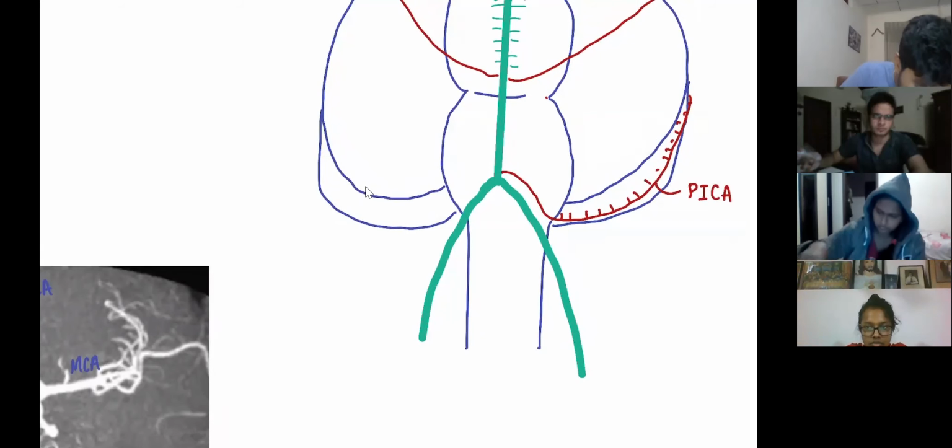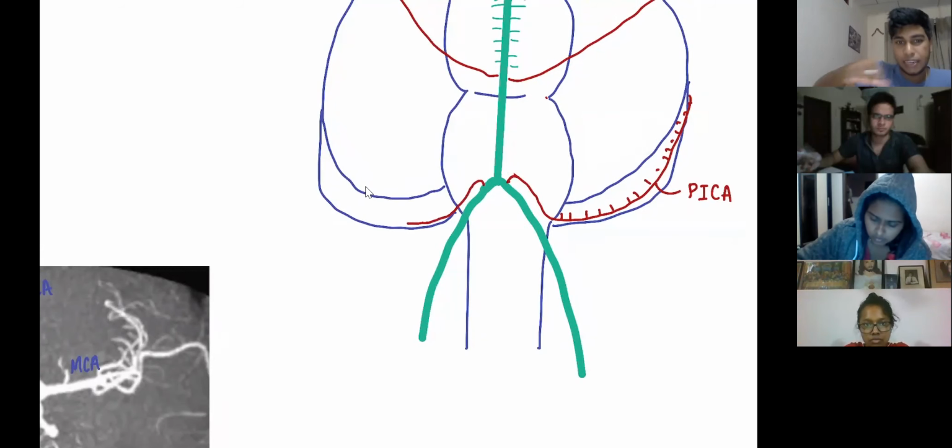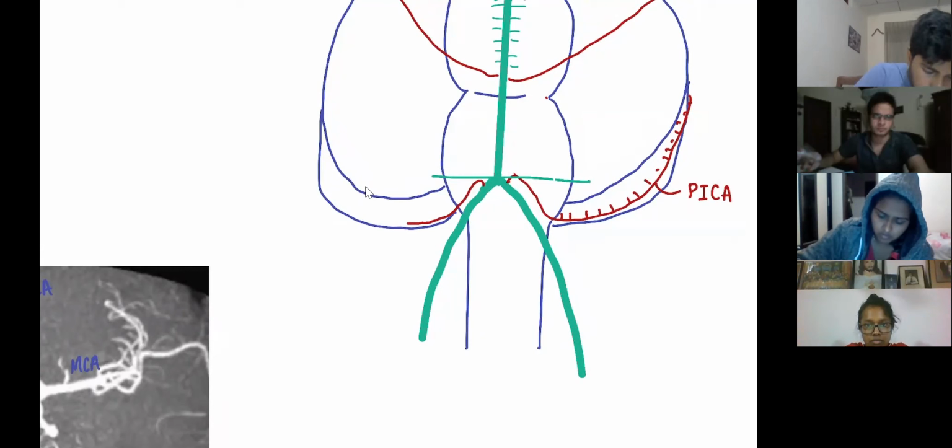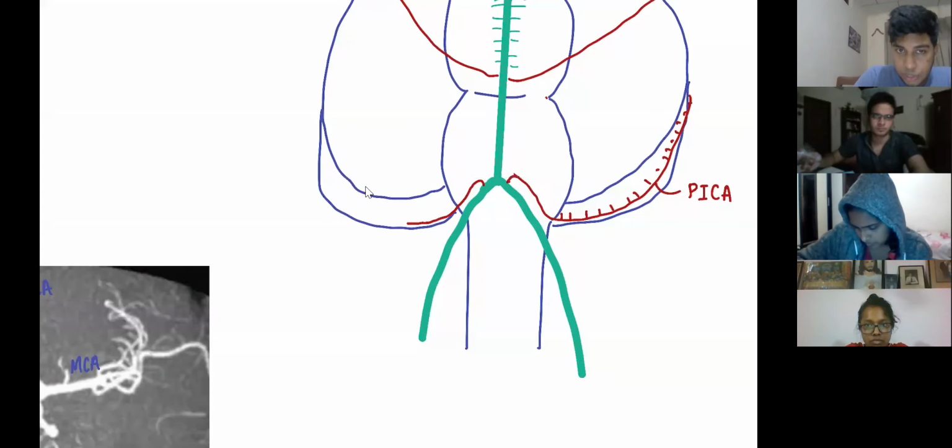I made a small error here. It originates from the vertebral artery. Actually, it originates from behind, from the posterior of that vertebral artery, and it goes down directly. Remember, it's supplying the lower part of the medulla oblongata. I told you, if an artery goes somewhere, if you see it in the diagram, it supplies that area. Remember this. This is called the PICA, P-I-C-A.